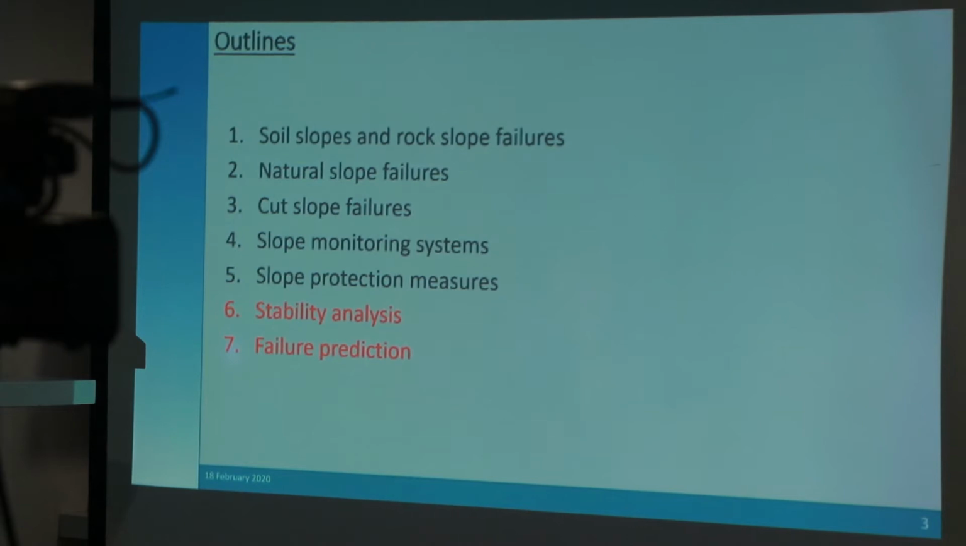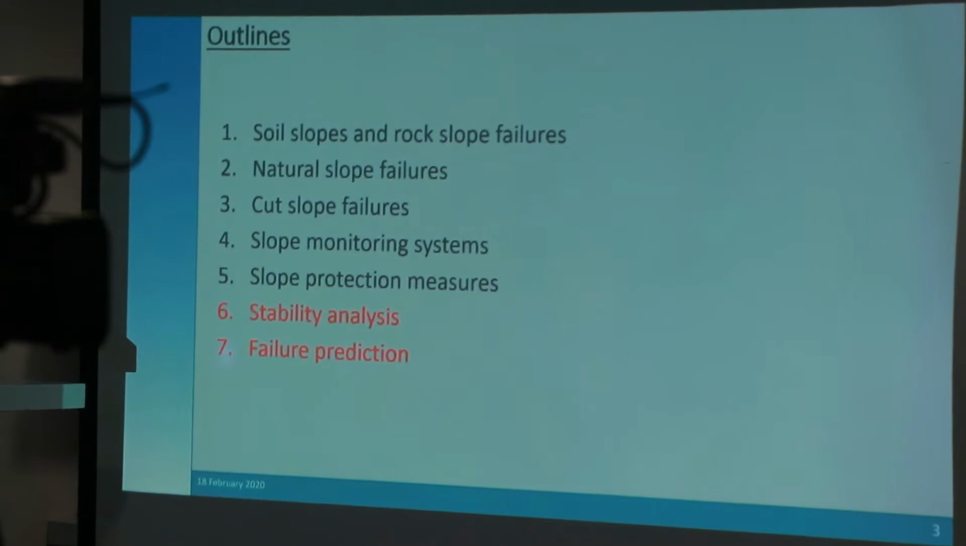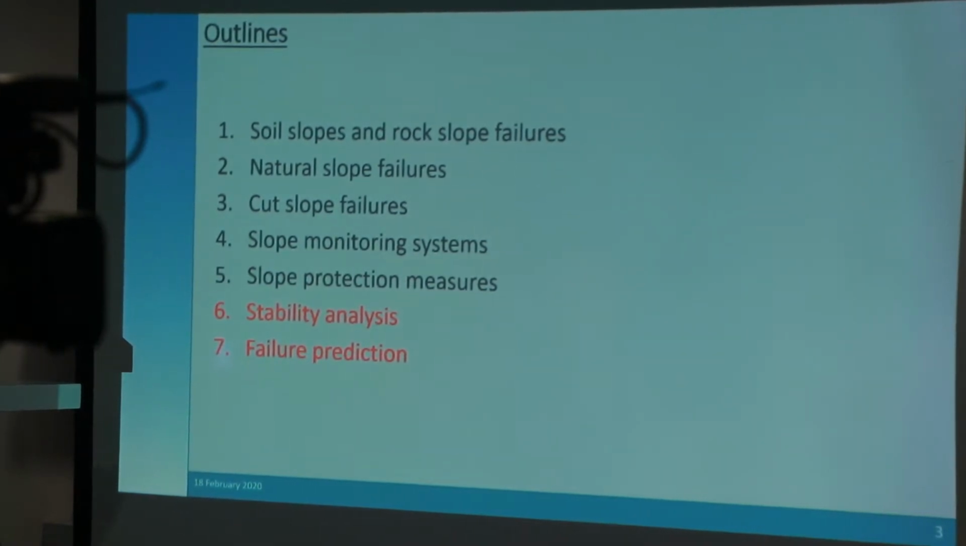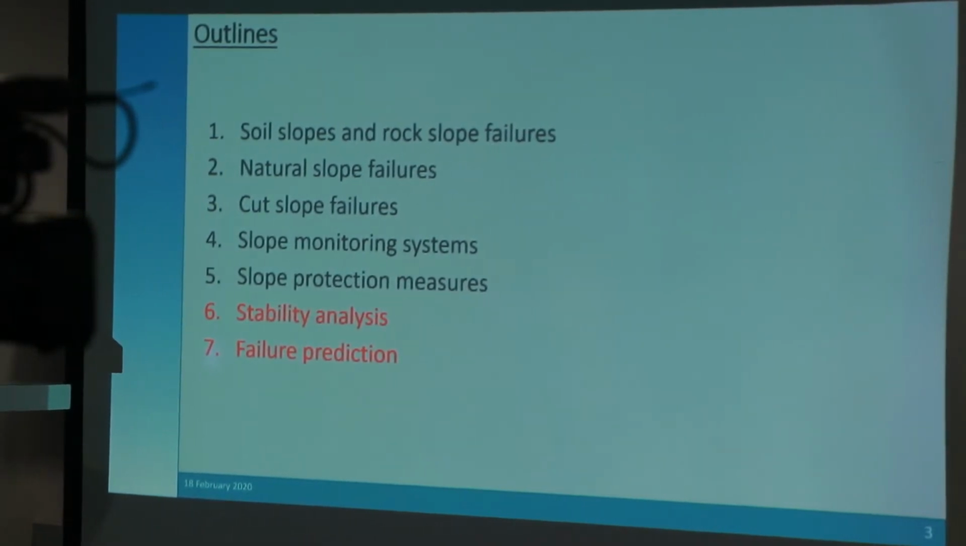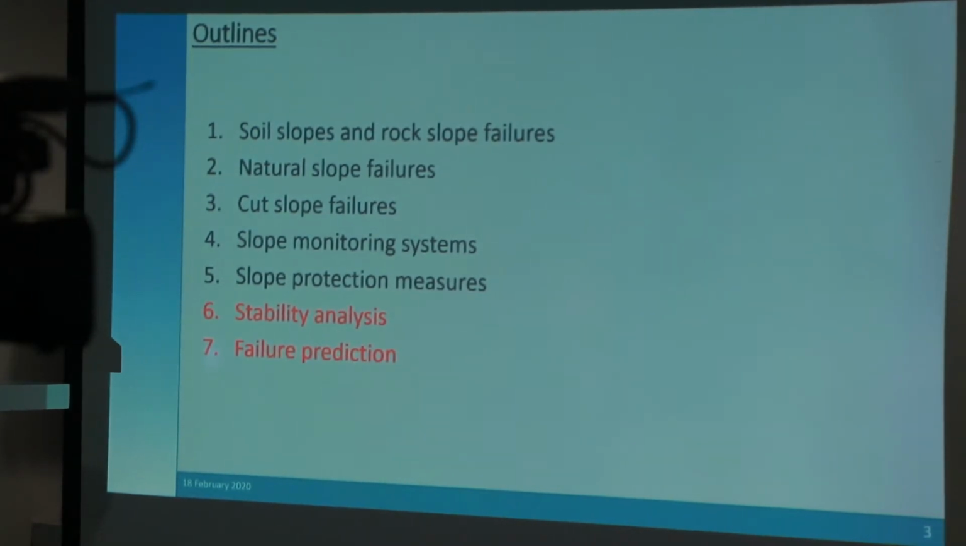Outlines: I try to cover some typical soil slope and rock slope failures in different parts of the world, natural slope and cut slope, same thing, and slope monitoring systems, not typical modern ones but contemporary after 2000, and some general slope protection measures. I tried to cover very little on stability analysis and failure prediction. These are, I think, the new things. Our MSc students might work on this.